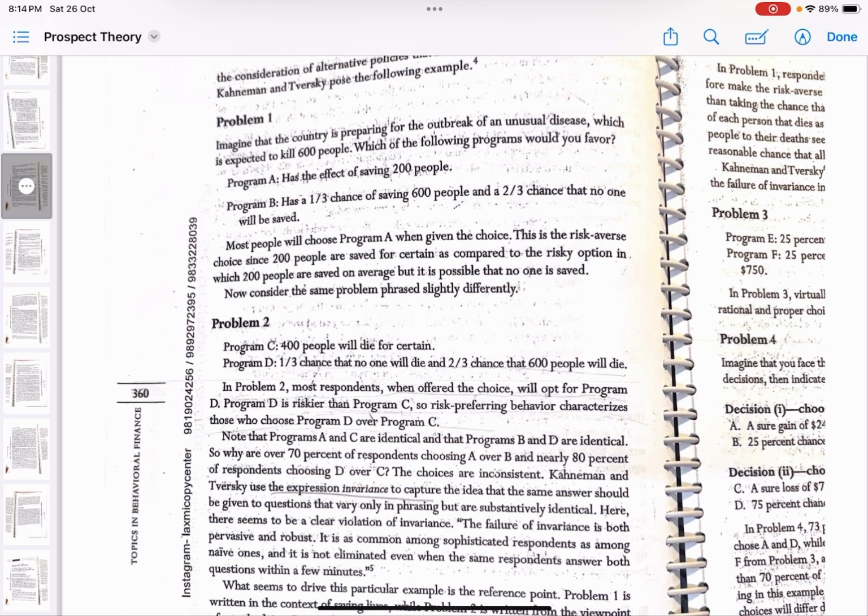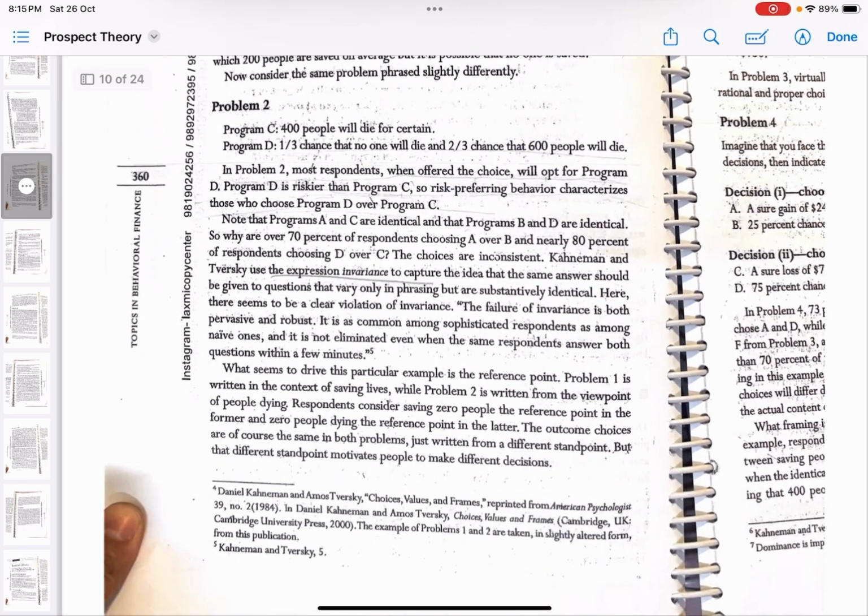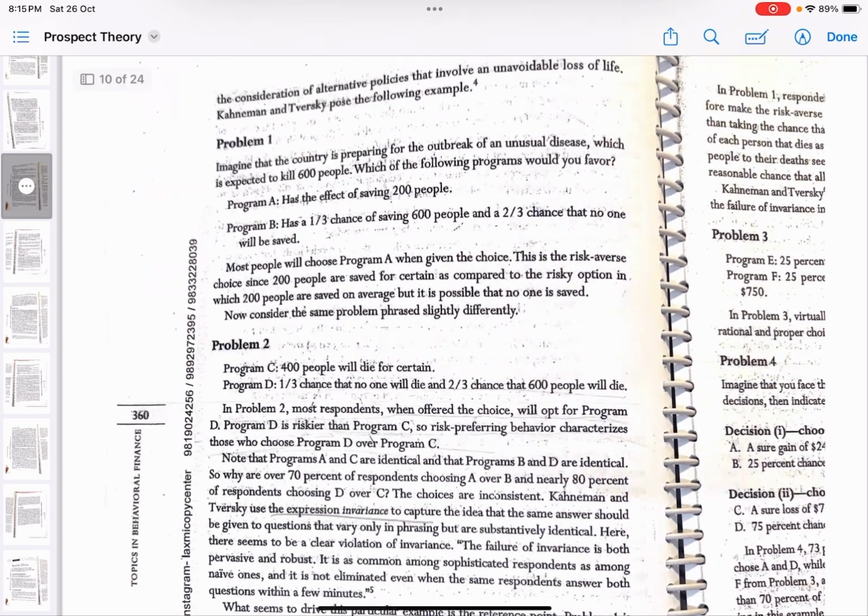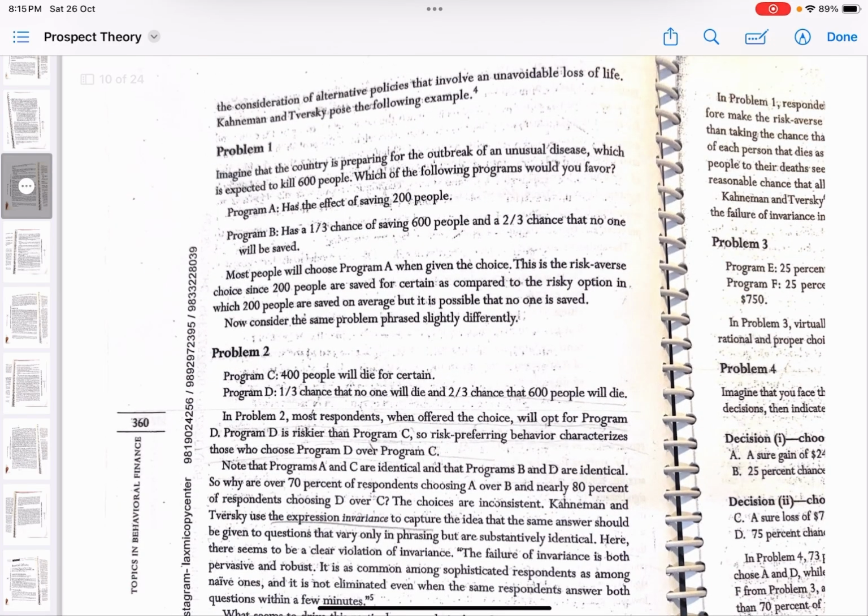So now consider the same problem which is phrased slightly differently. Now let's look at problem 2. Program C, 400 people will die for certain. Program D, one-third chance that no one will die and two-thirds chance that 600 people will die. It's literally the same thing. In the above one, 200 people were getting saved. What does that mean? The remaining 400 are going to die, right? They have literally phrased the same things in a different manner.